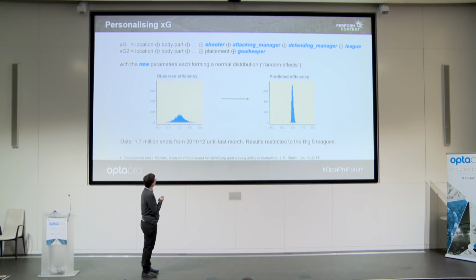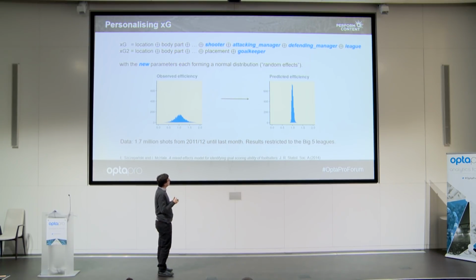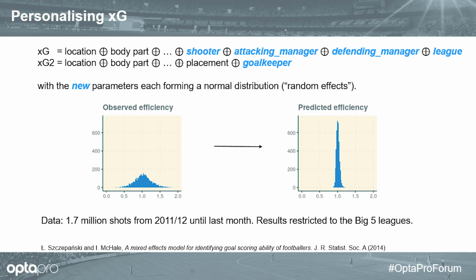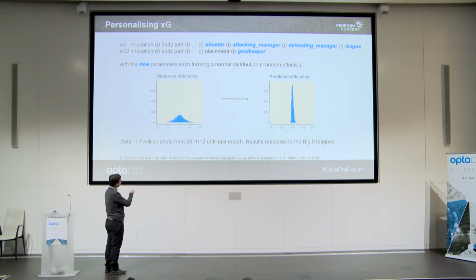And namely, there are what's called random effects. These are parameters that can vary less than a normal parameter in regression. On the left-hand side here, you have what the player efficiency looks like in the data. And you see that it varies almost from 0 to 2, 2 being a player scoring twice as many goals as he racks up expected goals, and 0 obviously scoring nothing.